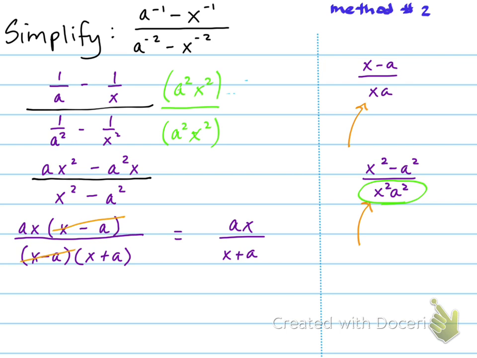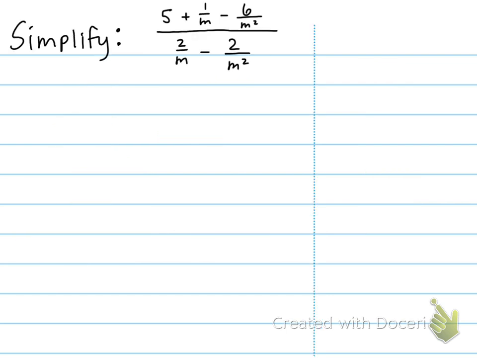Okay, so that's method 1 and method 2. You pick your method for which one you believe is your best. I'm going to head on to example 2. Example 2 says we're going to simplify this fraction, 5 plus 1 over m minus 6 over m squared, divided by 2m minus m squared.